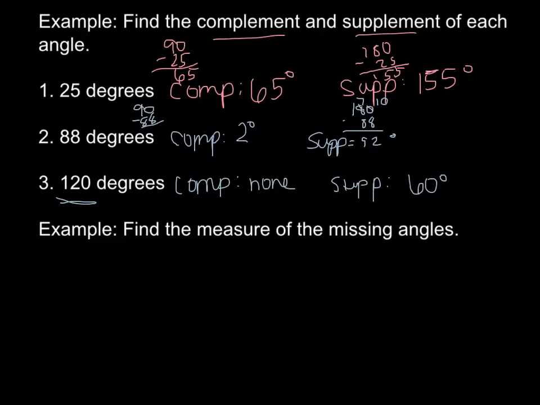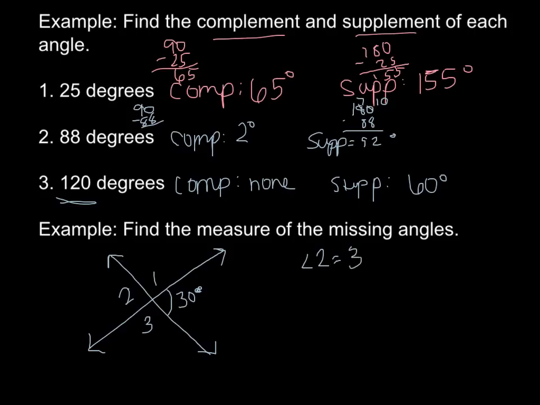So here we have an example. It says find the measure of the missing angles. Now I have to draw in our little missing angles here. It's going to look something like this, and we know that this side is 30 degrees. That's a degree symbol there. Okay, so let's say 1, 2, 3. I know that angle 2 equals 30 degrees because they are vertical angles.